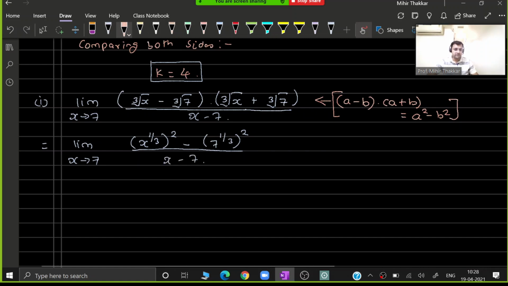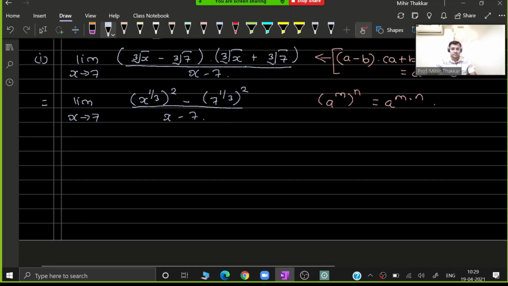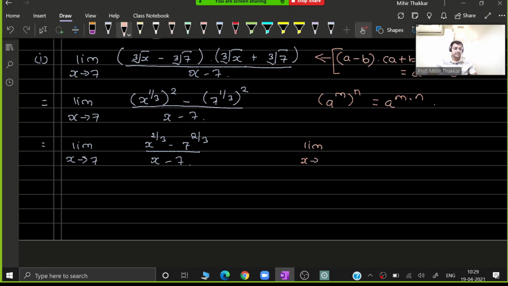Now you also know the law of indices, which says that a raised to m raised to n can be written as a to the power m into n. So here it will become limit as x tends to 7, x raised to 2 by 3 minus 7 raised to 2 by 3 upon x minus 7. So guys, as I had told you in the last lecture also, whenever we come across this kind of a function, we will always use the formula limit as x tends to a, x raised to n minus a raised to n upon x minus a, which is equal to n into a to the power n minus 1.